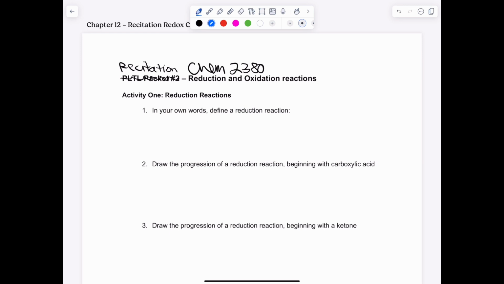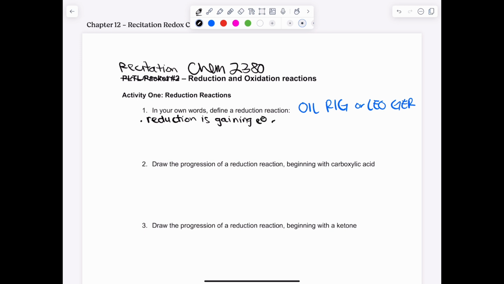Question 1 asks us to define a reduction reaction, so I'm going to write down the two mnemonics that are most commonly used for redox chemistry, and that's either OIL RIG or LEO says GER. So either oxidation is losing, reduction is gaining, or loss of electrons is oxidation, gain of electrons is reduction. Both of those are saying the exact same thing, just with two different mnemonics. So again, reduction is gain of electrons or electron density.